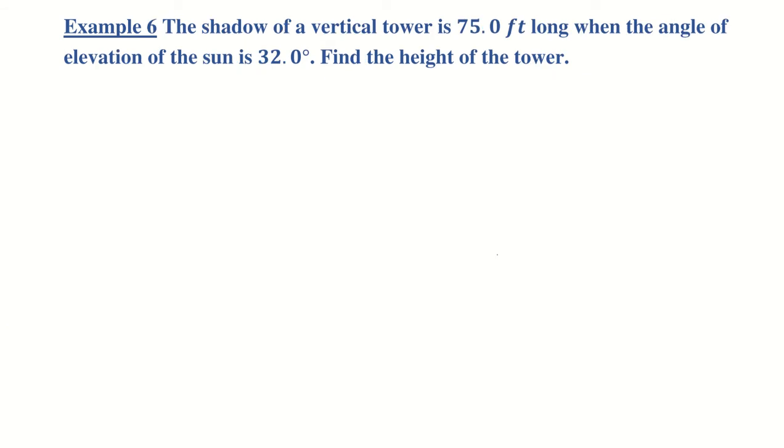All right, so here's another one where we have to come up with the sketch on our own. The shadow of a vertical tower is 75 feet long when the angle of elevation of the sun is 32 degrees.